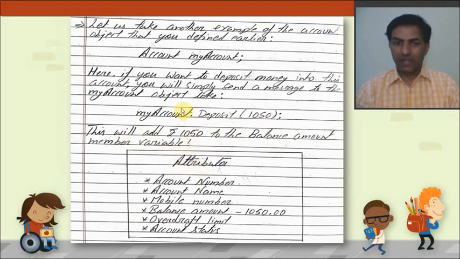Now the attributes of your account will be account number, account name, mobile number, balance amount, overdraft limit, account status.